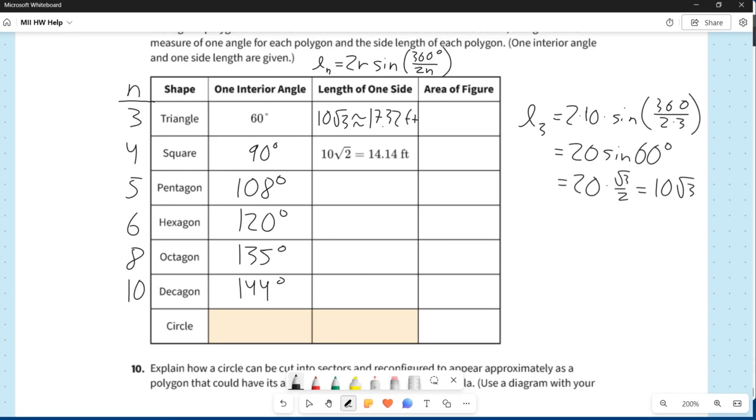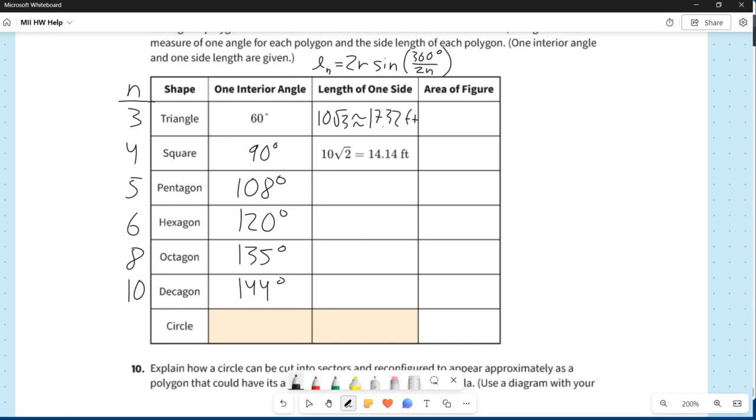All right, I'll erase this because I don't want a whole lot of scratch work here. For a pentagon, now this is going to be L of 5, or L sub 5. Again, our formula is 2 times R, R is still 10, and sine of 360 divided by 2 times 5. Well, this simplifies to 20 times the sine. 2 times 5 is 10, and 360 divided by 10 is 36 degrees.